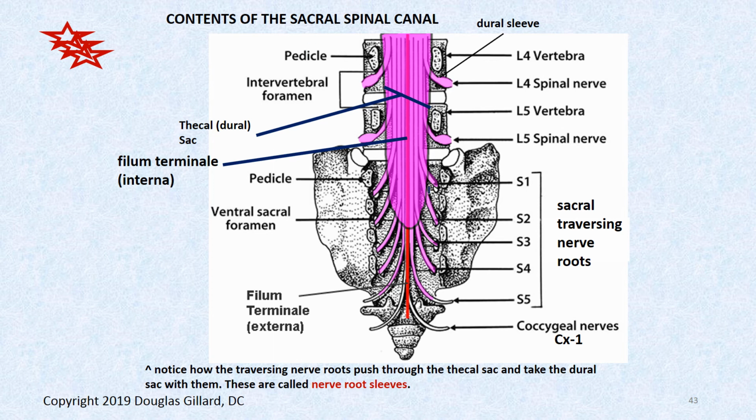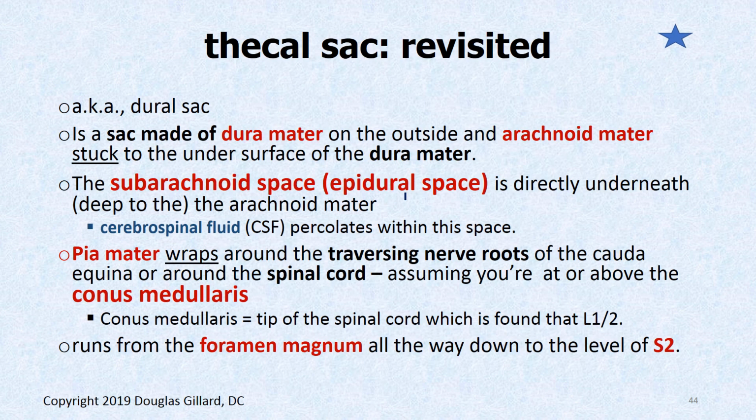Another nice view with the roof of the sacrum removed, and you can clearly see the contents. So we can see the thecal sac. Inside the thecal sac, we can see the traversing nerve roots of S1, S2, S3, S4, S5. We can see the filum terminale externa, filum terminale interna, which is inside the thecal sac. Right? We can see all that stuff. This is a very cool picture. I think that's all I wanted to tell you there.